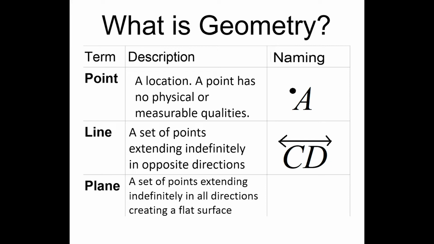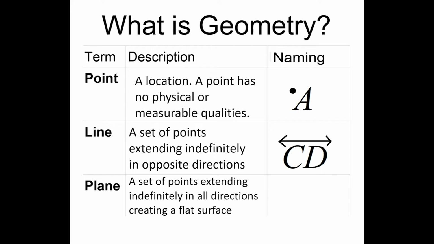The last basic fundamental thing in geometry is a plane. A plane is just a set of points extending indefinitely in all directions so that you're creating a flat surface. So you can think of the top of a table or a TV screen or a countertop or a door, a window. All of those things are portions of a plane.